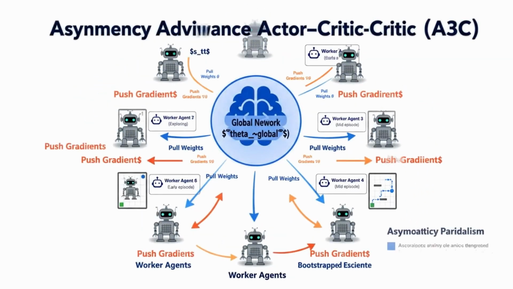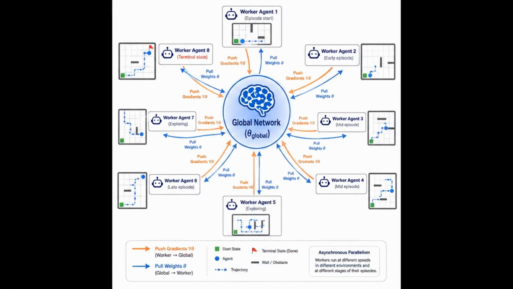A2C and A3C. Now that we understand the actor-critic idea, let's look at the algorithms that made it scale. A3C and A2C, published by DeepMind in 2016.